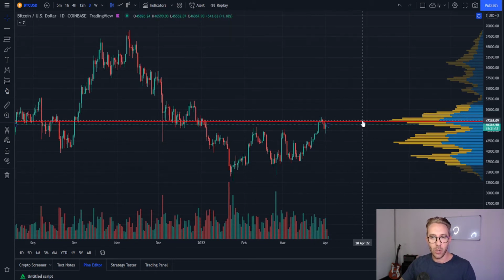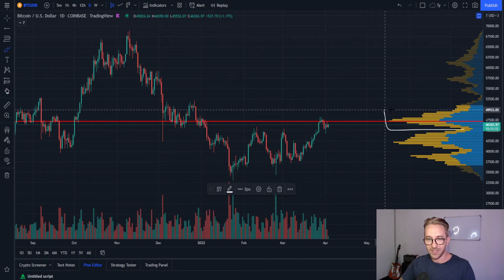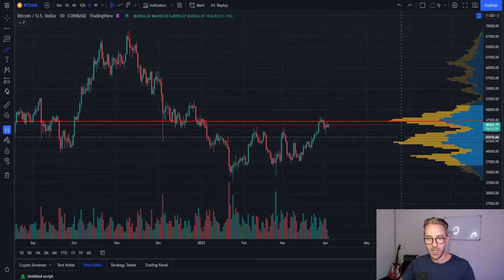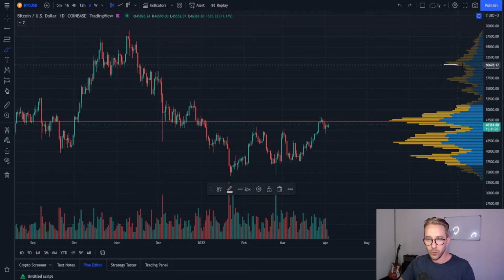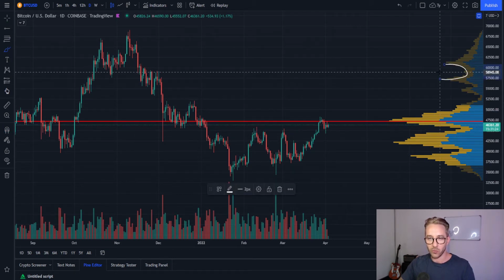So the point of control, again, lies right here. We have our volume nodes, which are these suckers here, these yellow and blue bars signifying buying and selling volume. And then you have what are called volume gaps, which are these puppies right here.